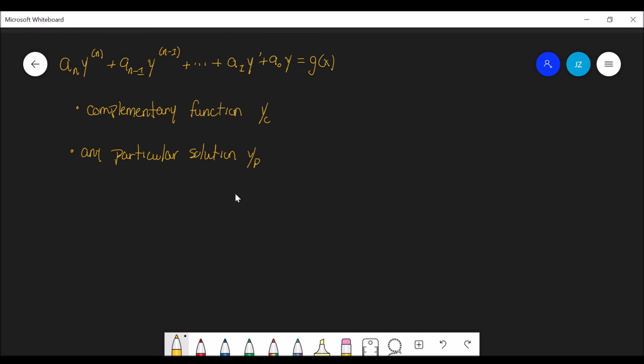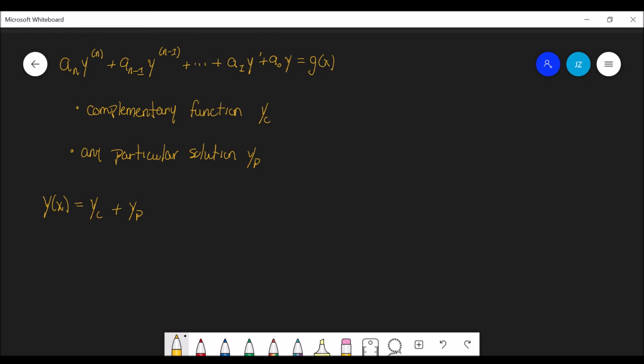There are two methods. There's the method of undetermined coefficients, which is what we are examining here. And then there's also the method of variation of parameters, which we'll look at next time. Once we have these two functions, then the general solution, remember, is y of x equals the complementary plus the particular.